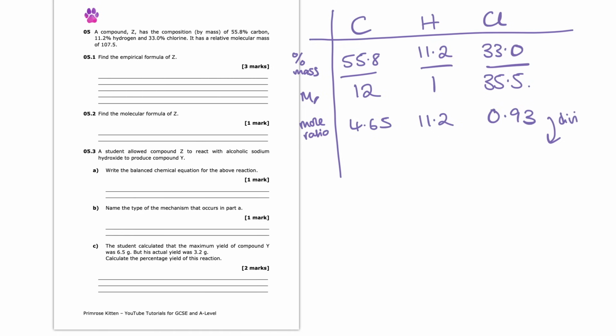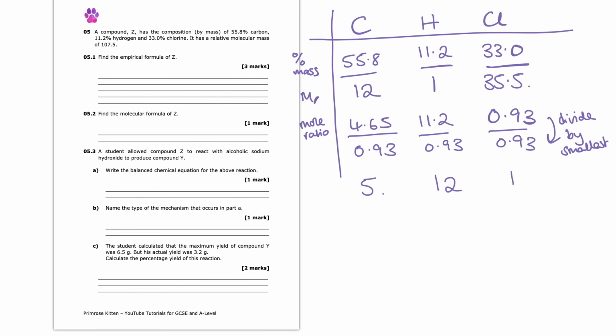Because I have a ratio at the minute, I want to get the simplest whole number ratio. So if I divide each of these through now by 0.93, hopefully we are going to get a nice whole number ratio. So if I do 4.65 divided by 0.93, I get 5, brilliant, a nice whole number there. If I do 11.2 divided by 0.93, I get 12. And of course I'm going to get 1 when I divide 0.93 by itself.